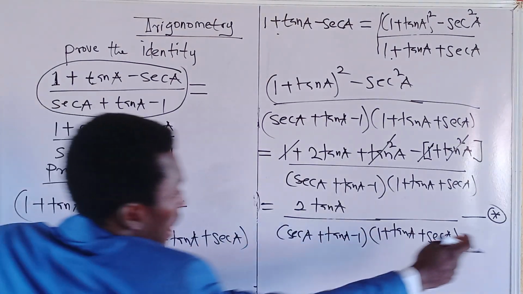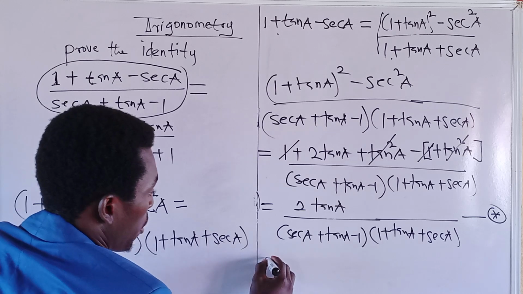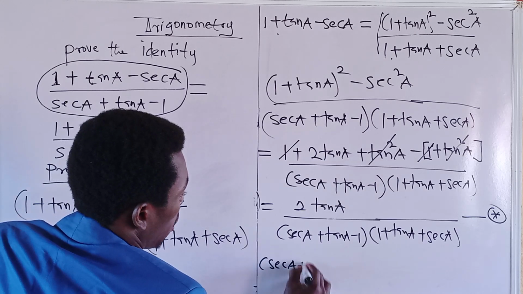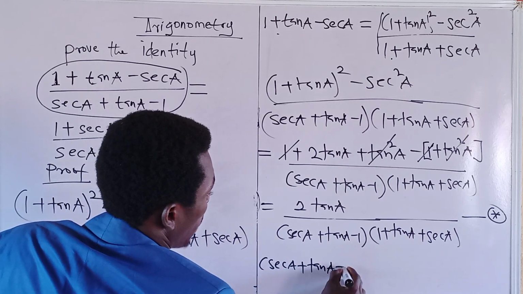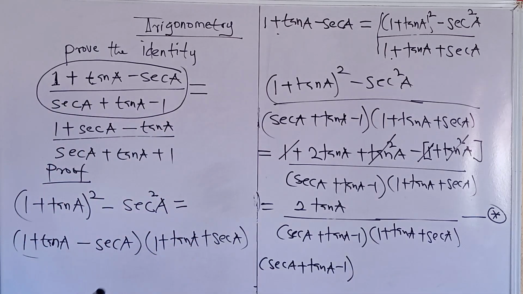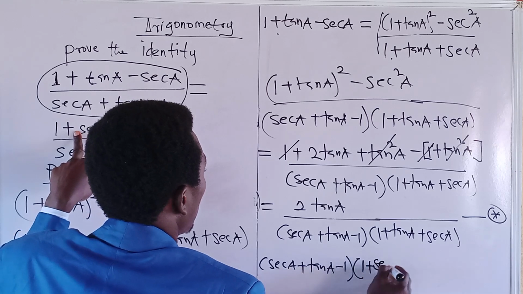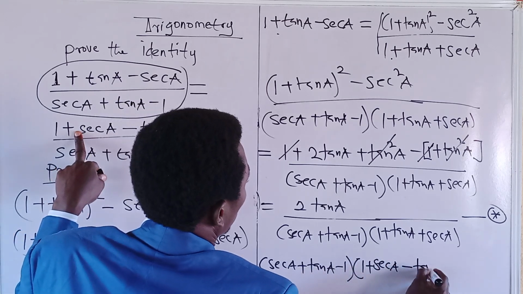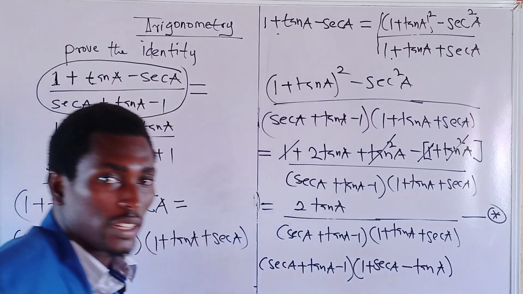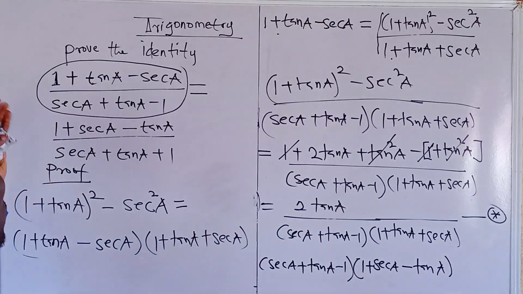So now let me call this star. I will say consider the product sec A plus tan A minus 1 multiplied by this expression, so we have 1 plus sec A minus tan A. Are you seeing that? So let me wipe this off the board so we can continue the work.